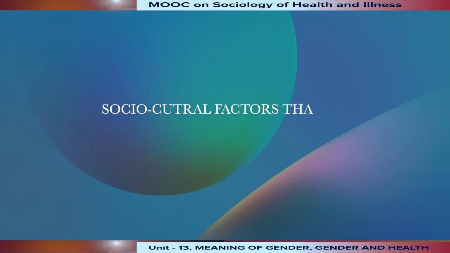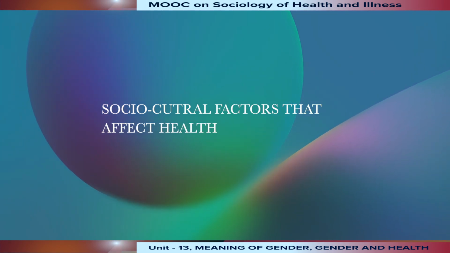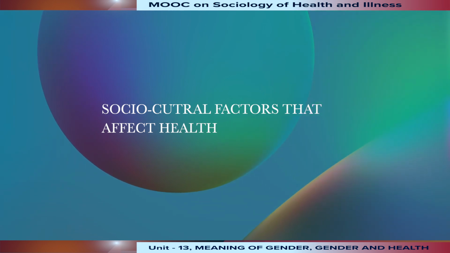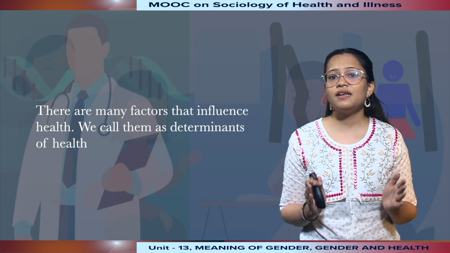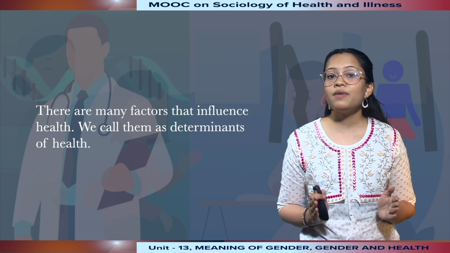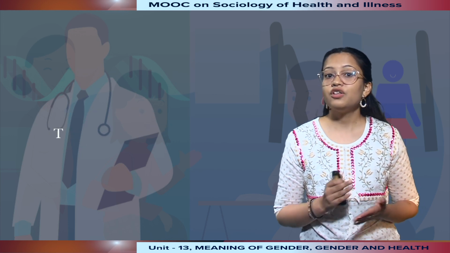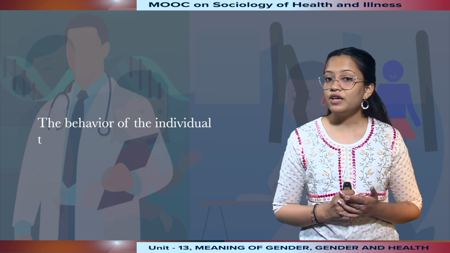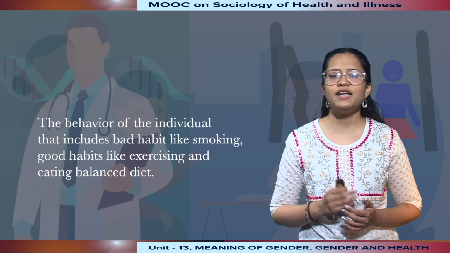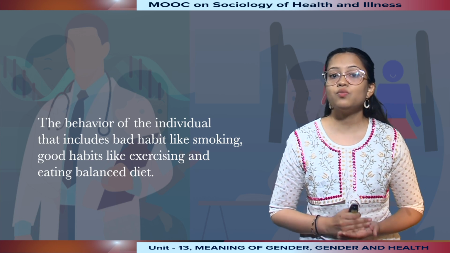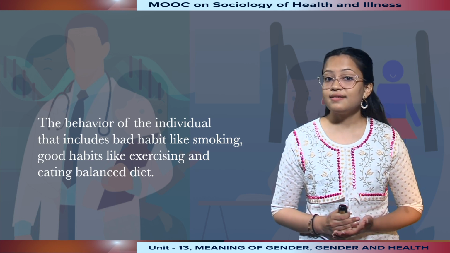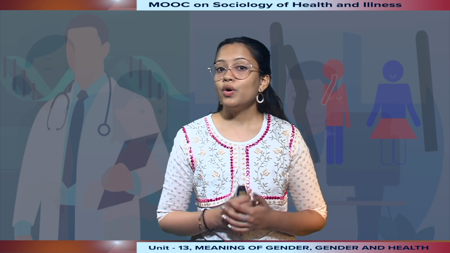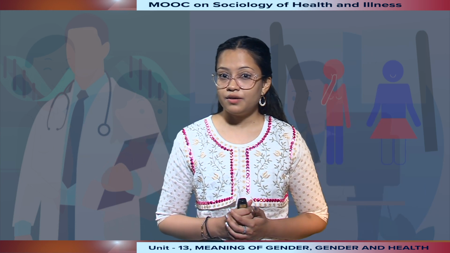The subtopic that we are going to discuss under this topic is socio-cultural factors that affect health. There are many factors that influence health. We call them determinants of health. The first determinant is our gene or biology. The second one is the behavior of the individual, that includes bad habits like smoking, good habits like exercising and eating a balanced diet. We are now going to discuss the third determinant.